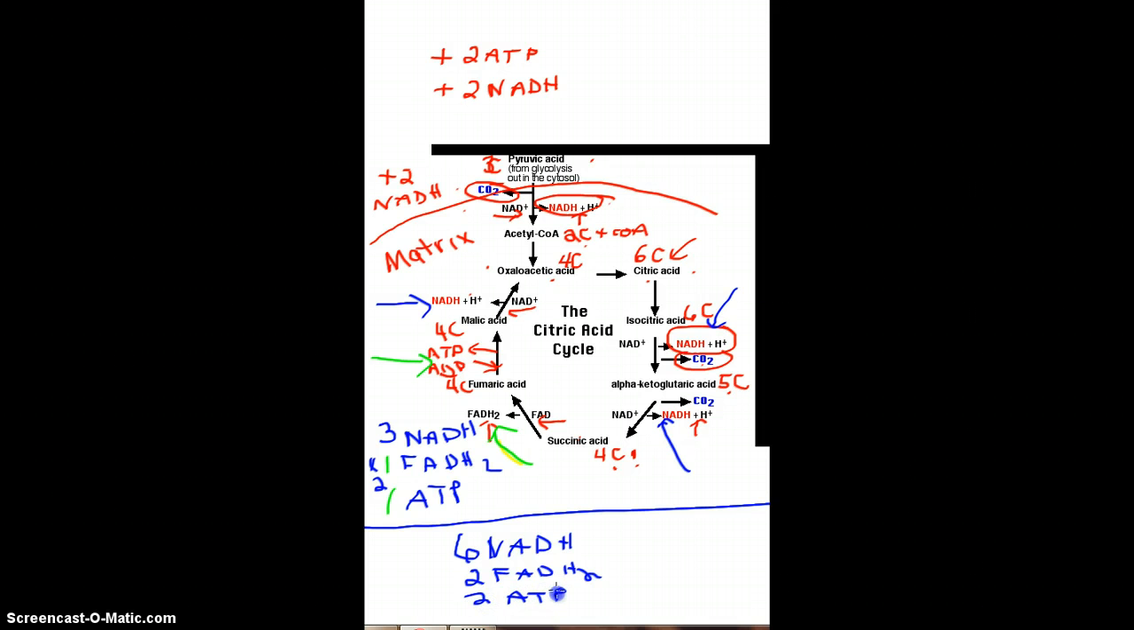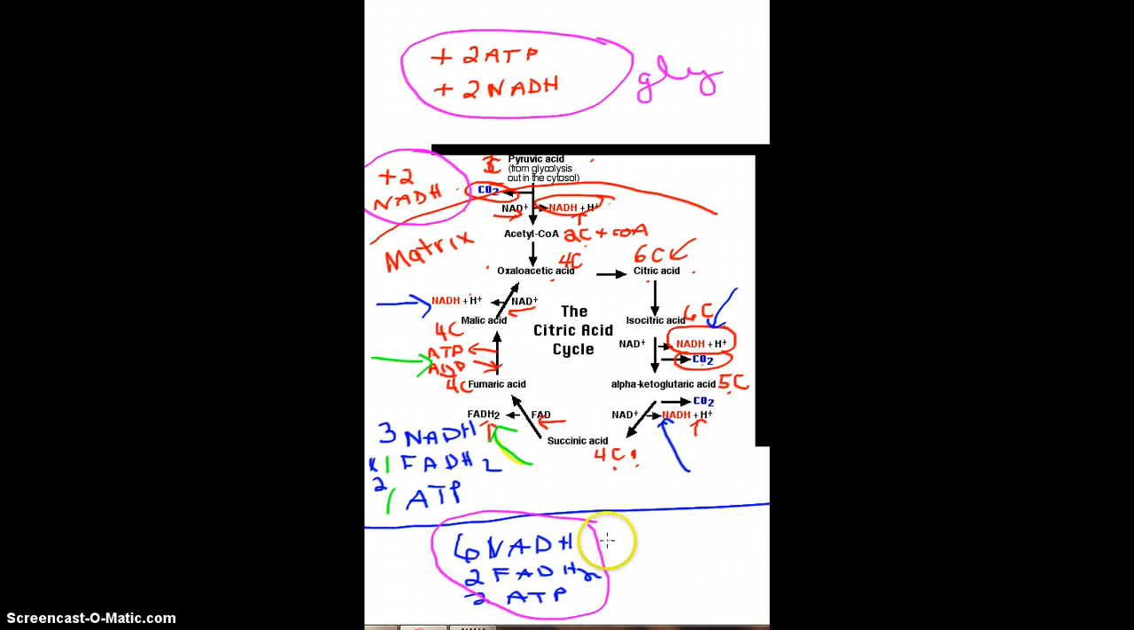Alright, last thing I'm going to do, we'll try and get a lighter color. Let's try a hot pink. Alright, I want you to look. I'm going to circle what you need to know. There's the amount of things we made from glycolysis. Alright, this is what we made from oxidative decarboxylation. And this is what we made from the Krebs cycle, or the citric acid cycle. Those are the things that you're going to need to know.